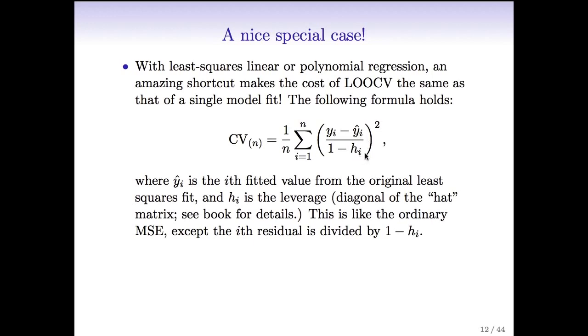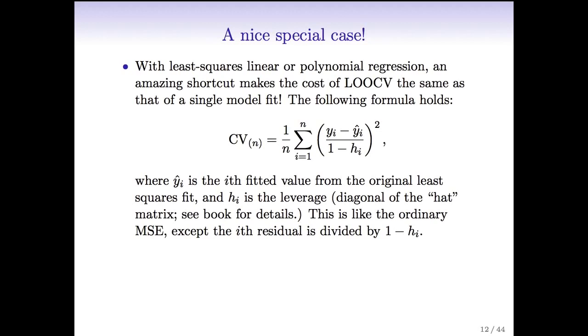Hi is the diagonal of the hat matrix. Have a look in the book for details, but the hat matrix is the projection matrix that projects y onto the column space of x to give you the fit. This is something that can be computed easily when you fit your least squares model. We haven't emphasized it, but it's one of the things that's available when you fit your least squares model.